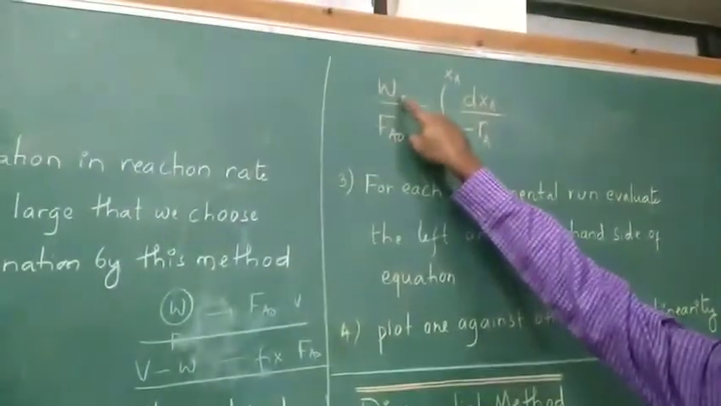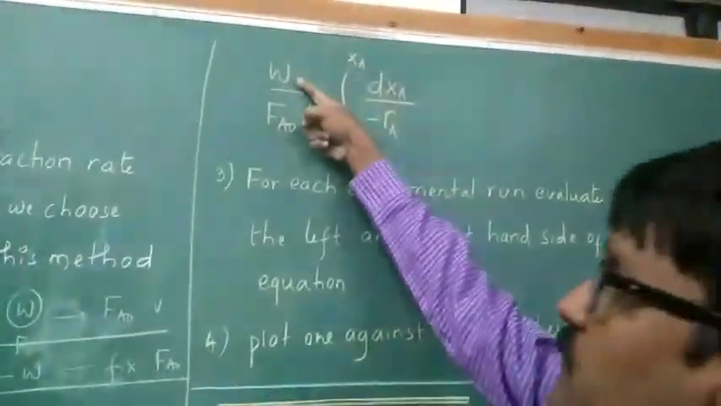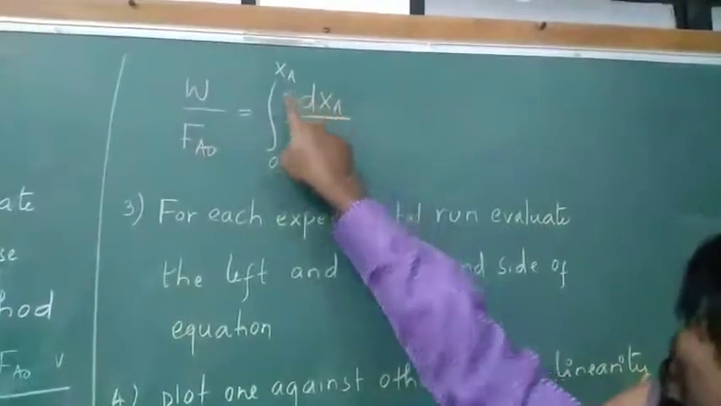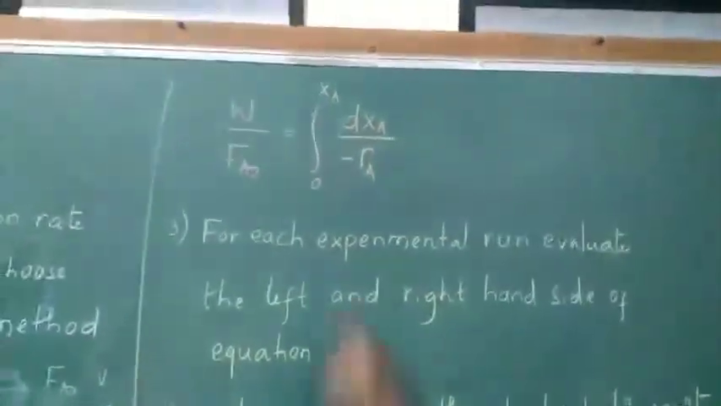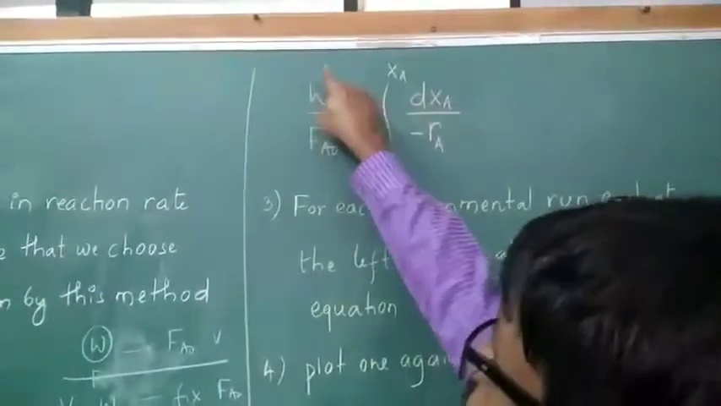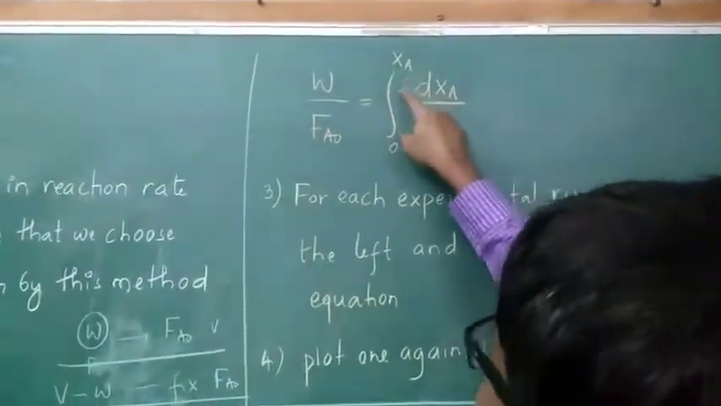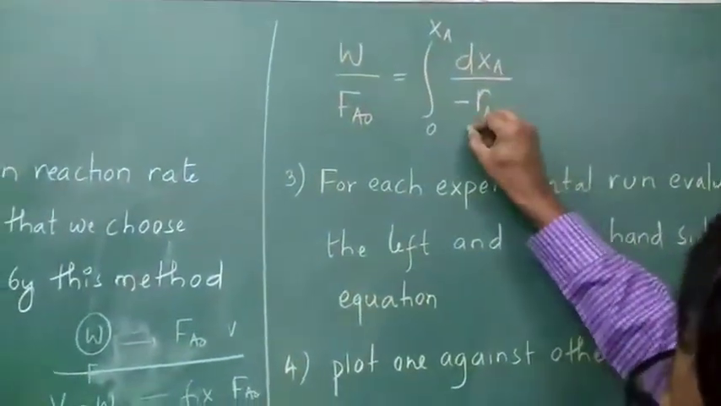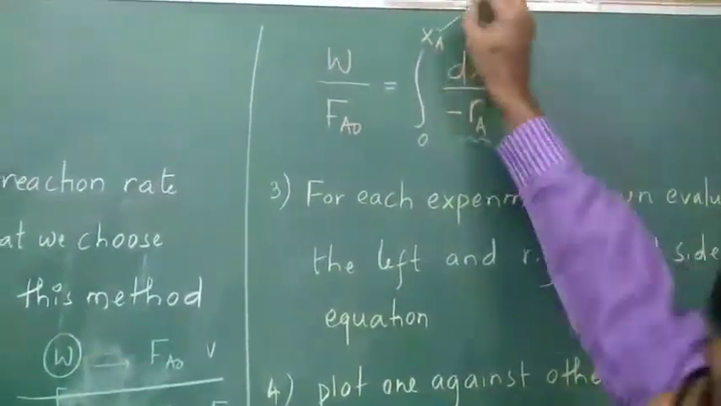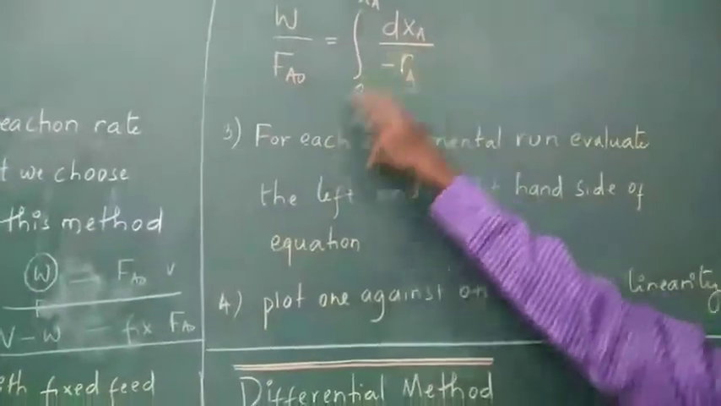So what is the plug flow reaction? Earlier we were using V by FA naught. Now we are using W because it is the weight of the catalyst. The integral from 0 to XA, where 0 means XA in and XA out, of dXA by minus RA. So use this equation, because we will have a very different set of values and we have XA, then you can easily calculate minus RA, or you can fix minus RA and calculate the conversion. Both are possibilities.